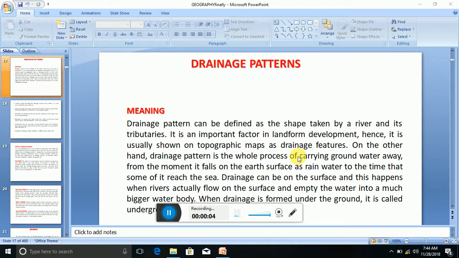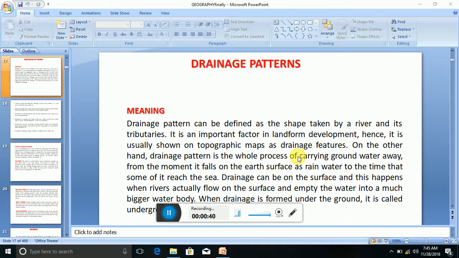Drainage patterns. Drainage pattern can be defined as the shape taken by a river and its tributaries. So that shape that is taken by a river and its tributaries is known as drainage pattern. It is an important factor in landform development. Hence, it is usually shown on topographic maps as drainage features.